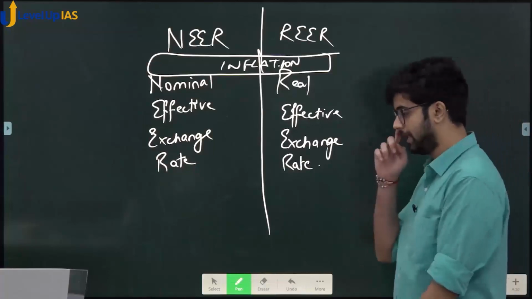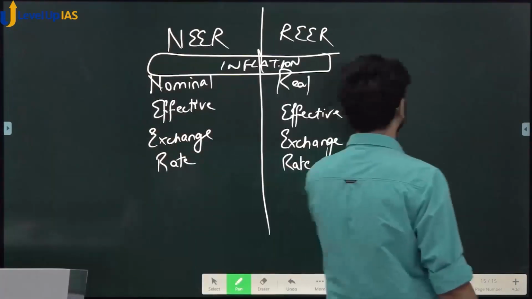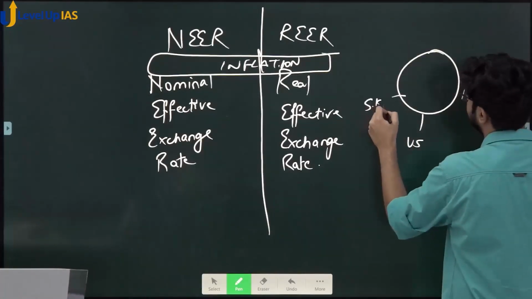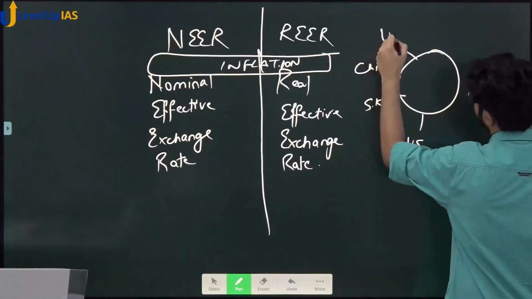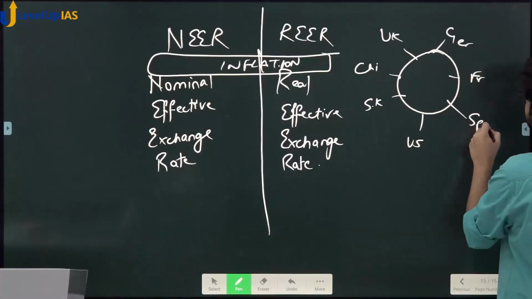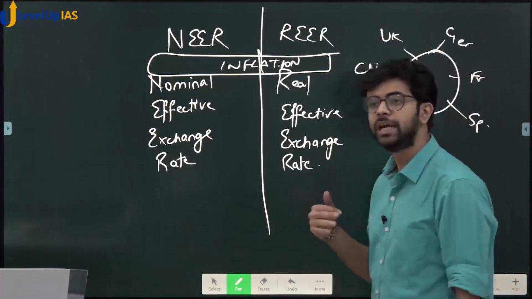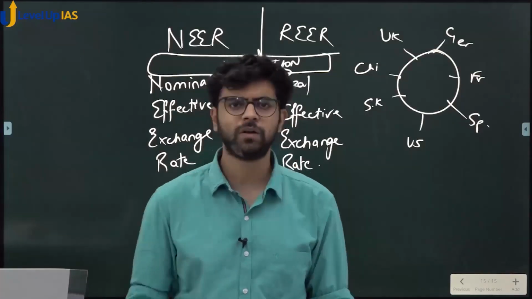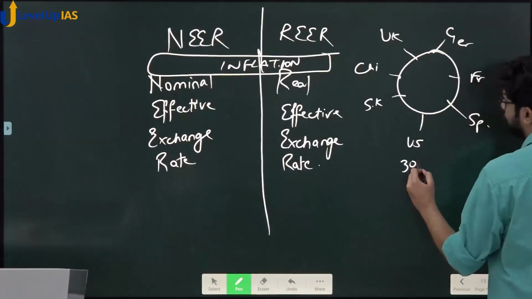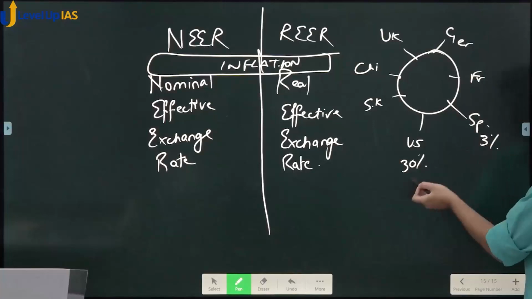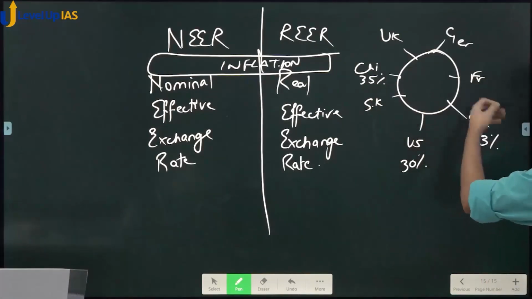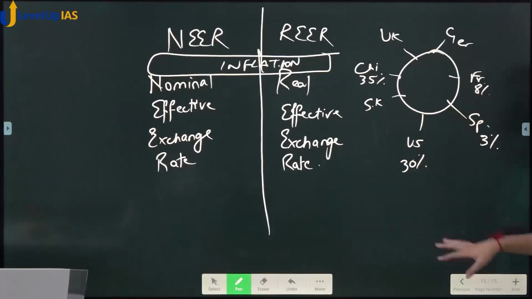Now what is this? Let me give you an example. This is India. India does trade with various countries, yes or no? India does trade with USA, South Korea, China, UK, Germany, France, and one more country, say Spain. India trades with all of these. Now, does India do an equal amount of trade with these countries? No, India does a different amount of trade. Let's say USA will constitute 30% of trade, but Spain only 3%. China will constitute, suppose, 35% of trade, but France only 8%.